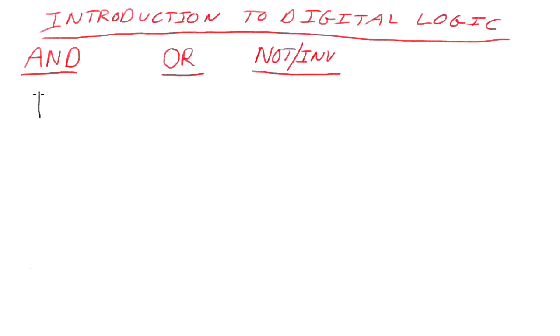So the traditional style AND gate is a line like that with a curved line like that. You can think of it as a D. Just remember the D, and make it like that. So you've got one output and you've got at least two inputs. As we'll see, an AND gate needs at least two inputs. You can have more, but that's a special case.